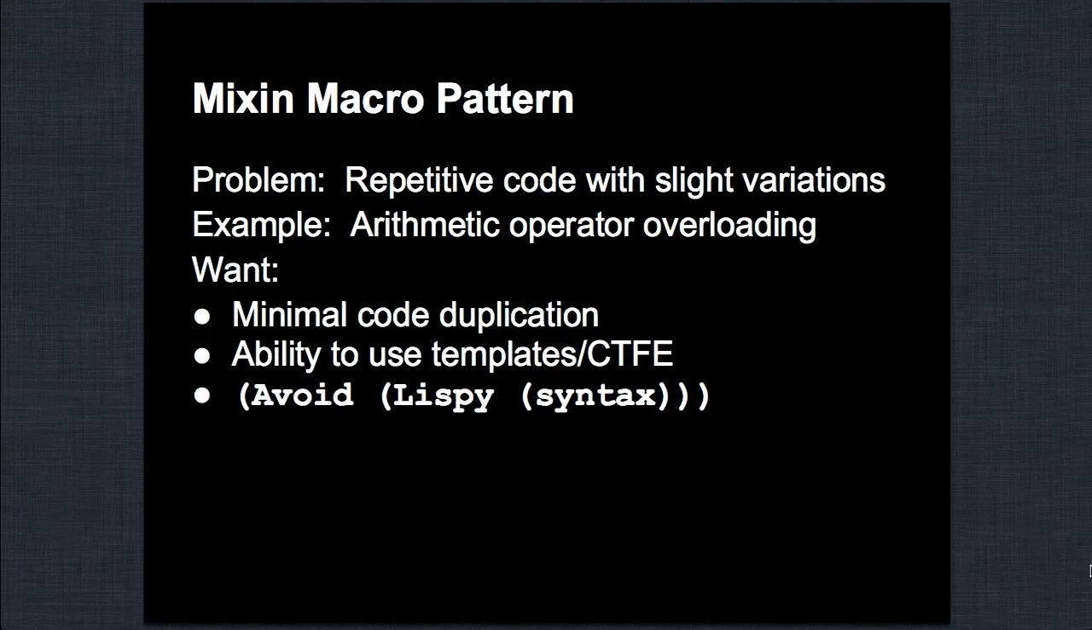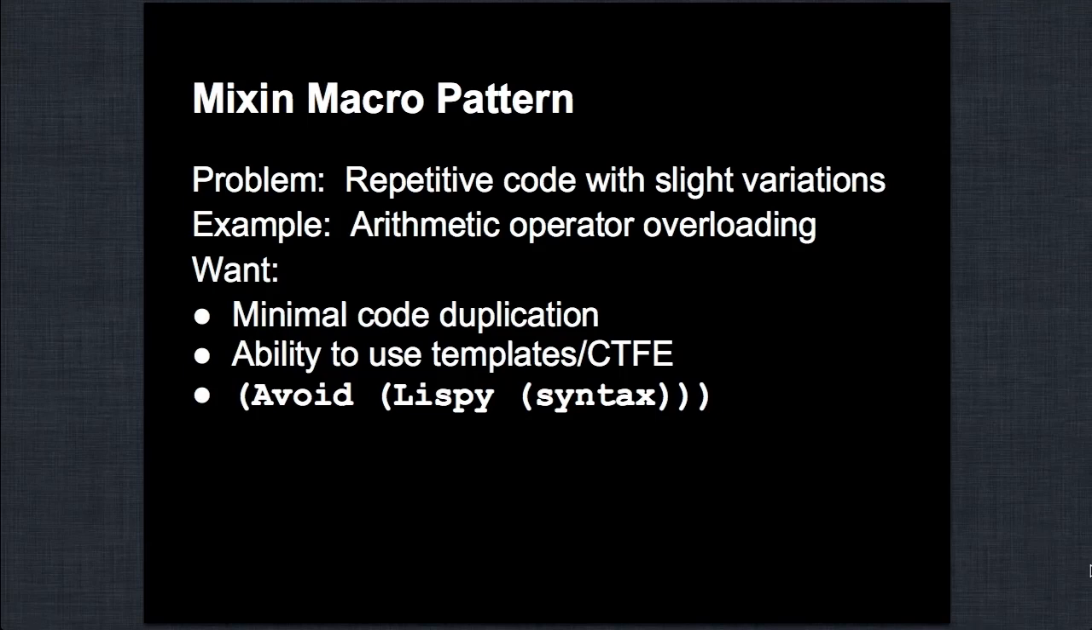So basically what they help us achieve is, imagine you want to factor out things that are very similar but have minor differences. You want to avoid code duplication. And you want the ability to use templates and compile-time function evaluation to help you factor this stuff out. And since, for whatever reason, programmers tend not to like it, we want to avoid Lispy syntax.